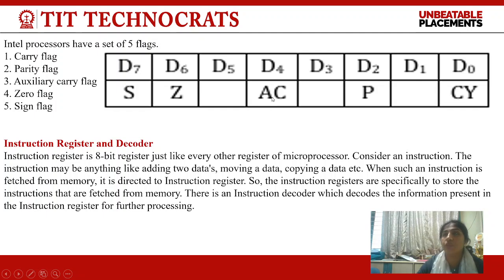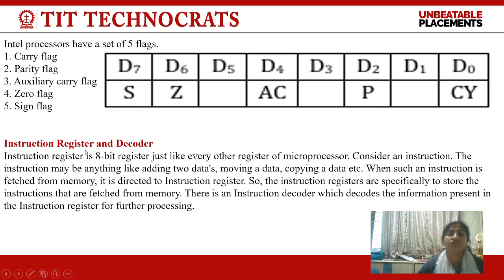Auxiliary carry flag: when we do an operation and a carry is generated between the 8-bit halves, it is going to be set to 1, to indicate that a carry has been generated or a borrow has been taken. This is the parity flag and this is the carry flag. If a carry is generated at the 16-bit side, the carry flag is going to be set.